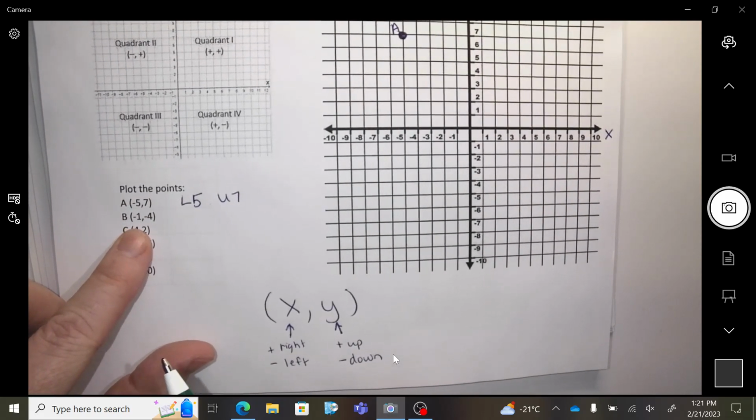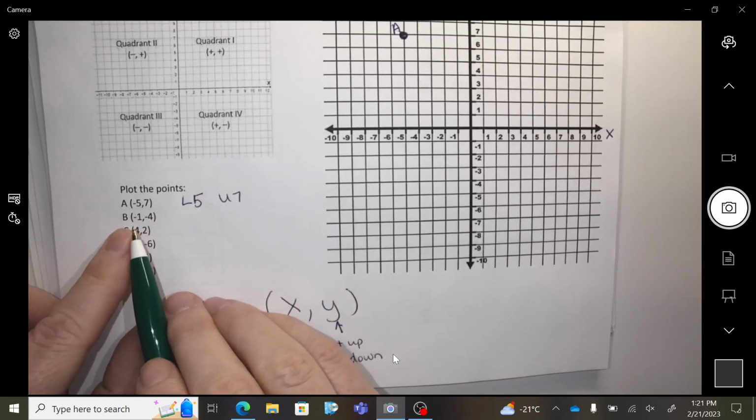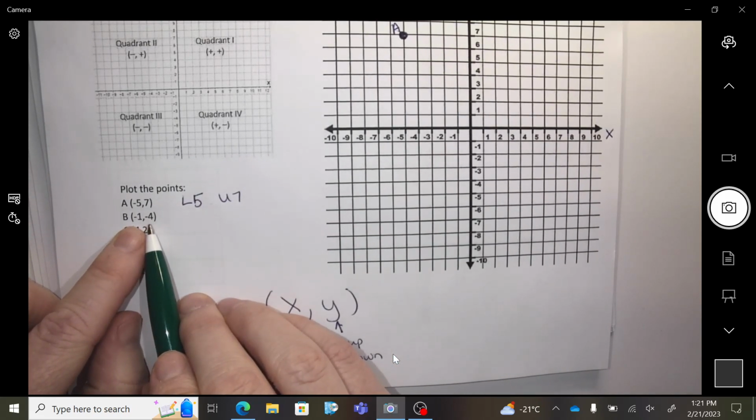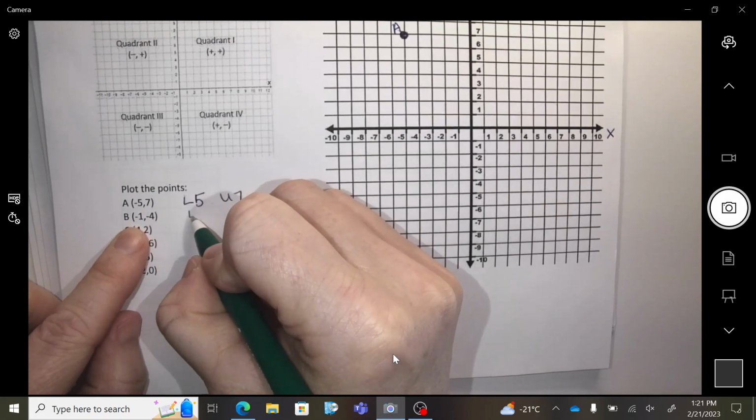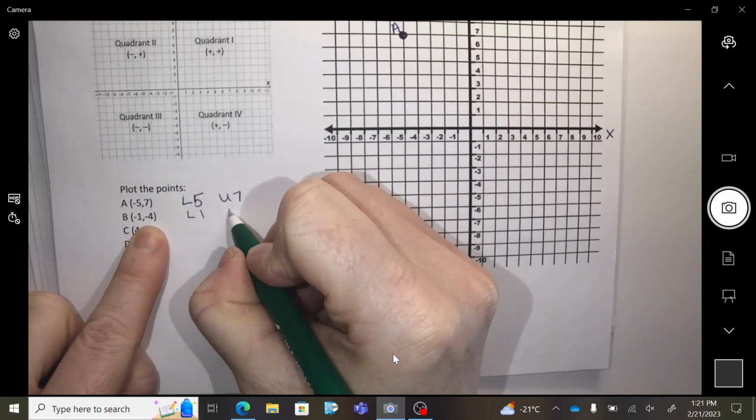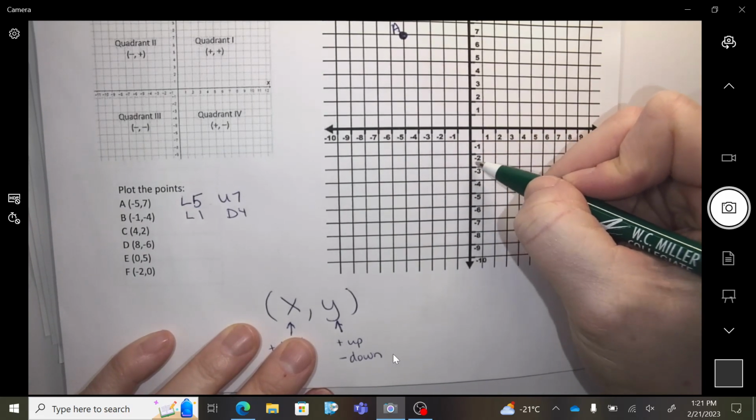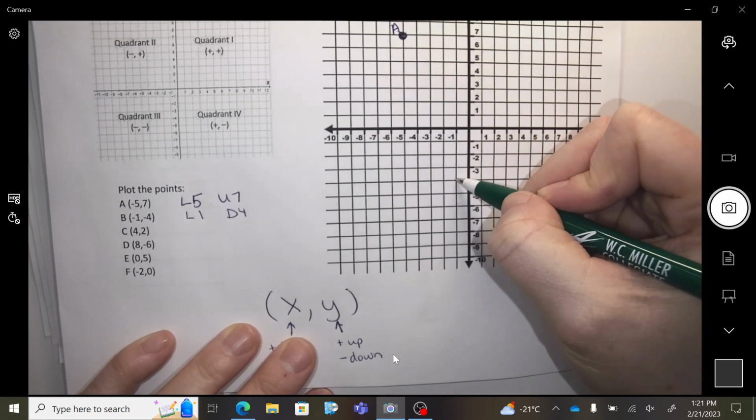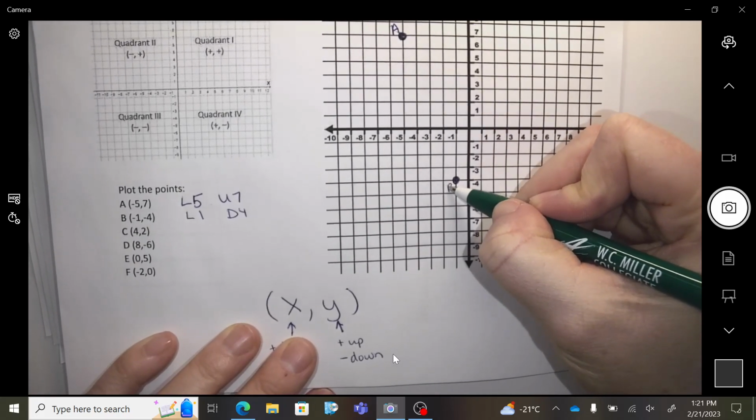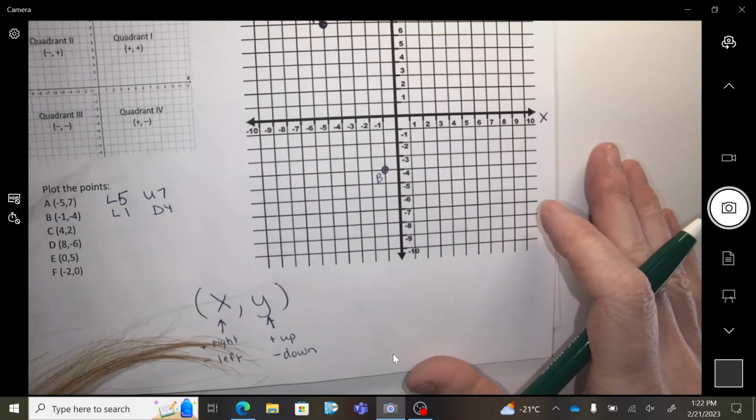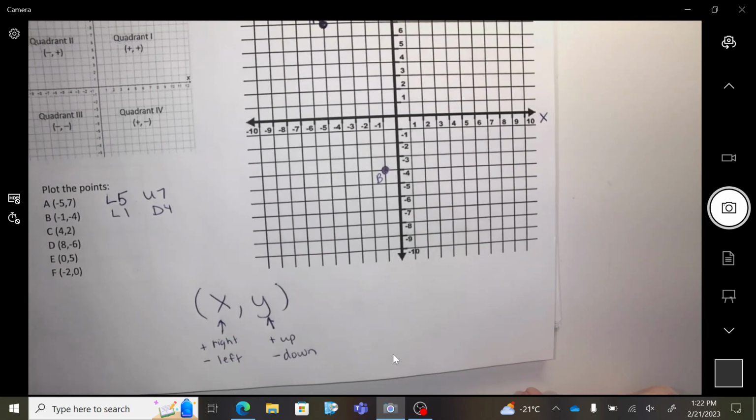Okay. Point B is moving where and where? Left 1 and down 4. So left 1 and down 4 is your coordinate B. Okay, can you find C for me? Where would you put C? Do that one on your own. See where you can put it.